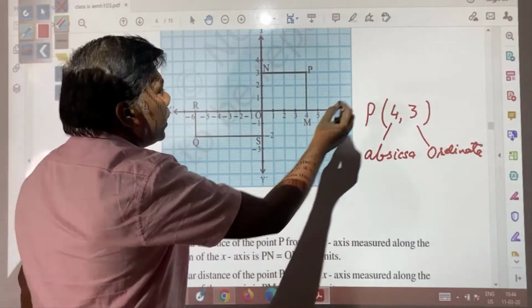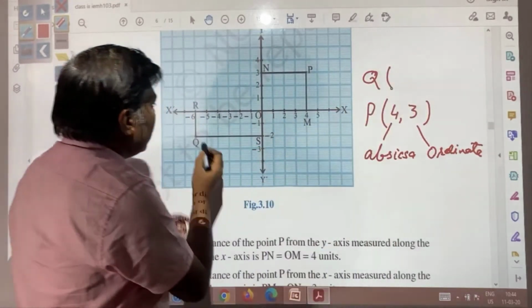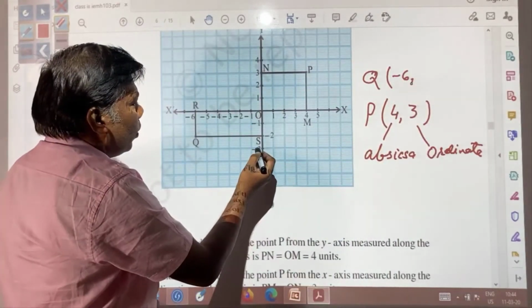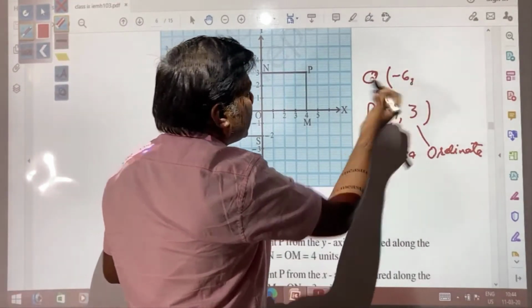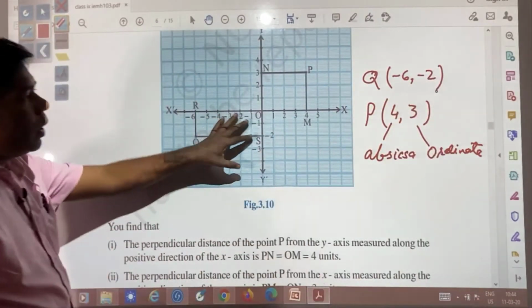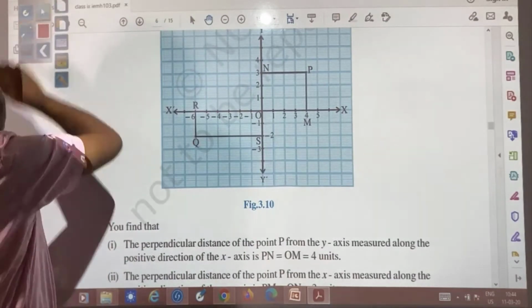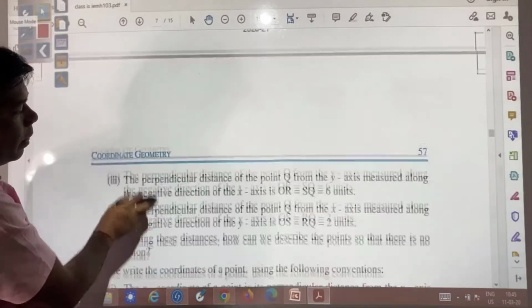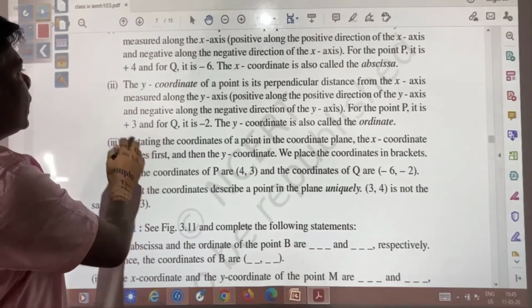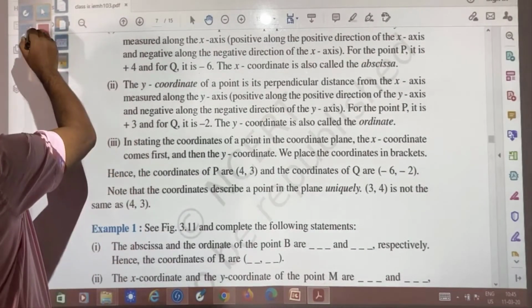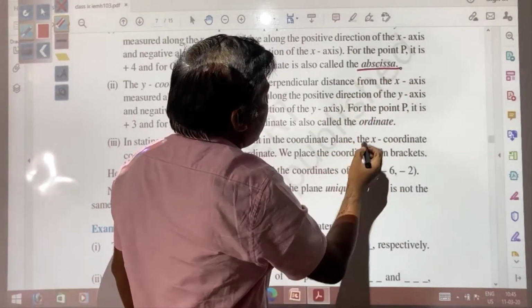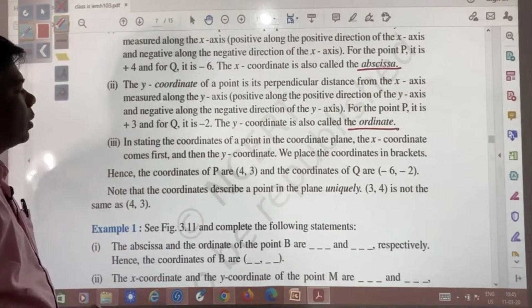And in the same way here you see Q. X is what? Minus 6. And y is what? Ordinate. Abscissa is minus 6. Ordinate is minus 2. So in this way we need to write it down. So two things you have learned here, abscissa and ordinate, and you must remember what they are.